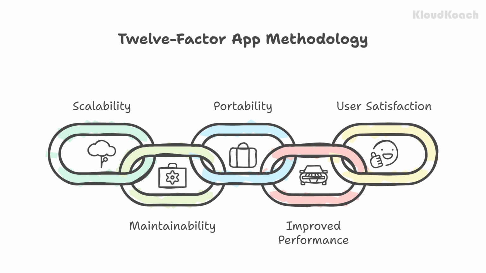Imagine this. You're building a web application. It's sleek, functional, and has potential. But suddenly the user base grows and your app starts to crumble under the pressure. Debugging takes forever, scaling is a nightmare, and consistency across environments is a pipe dream. What went wrong? Well, let's talk about the 12-factor app methodology, your guide to building scalable, maintainable, and cloud-ready applications.